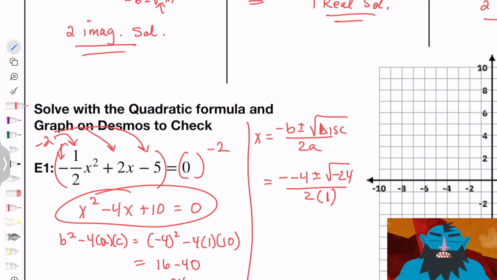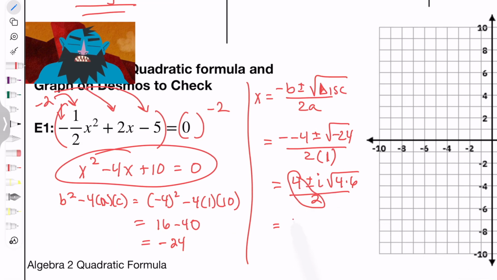Alrighty, so let's see what that simplifies to. 4 plus or minus, I poke out the i. 24 is 4 times 6. I'm already starting to simplify it. I separate them. That's 4 over 2. The other one, the 2 comes out on top, and it'll be over 2. So 2 plus or minus i root 6. There's my answers, they're imaginary.